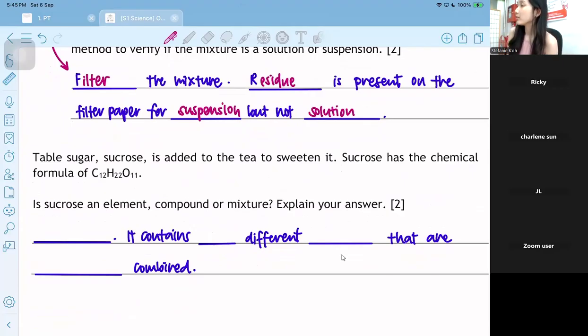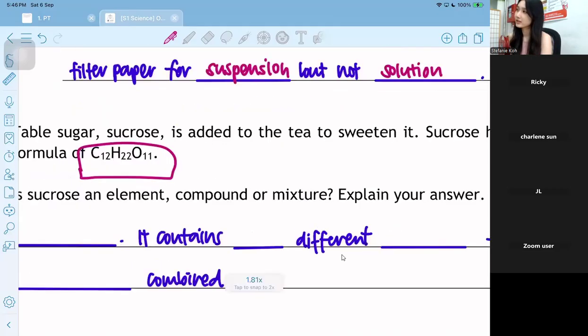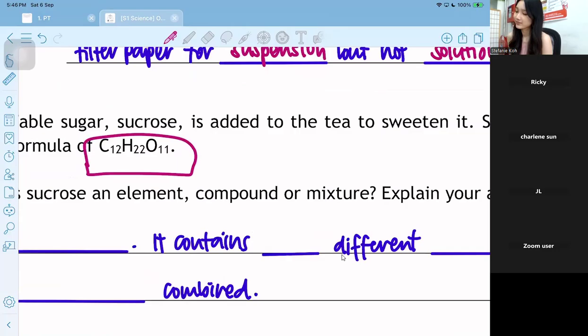Next, table sugar. It has this chemical formula. Explain if it's an element, compound or mixture. Next person, Jaden. Where's Jaden? Jaden, element, compound or mixture? You think? Not sure.